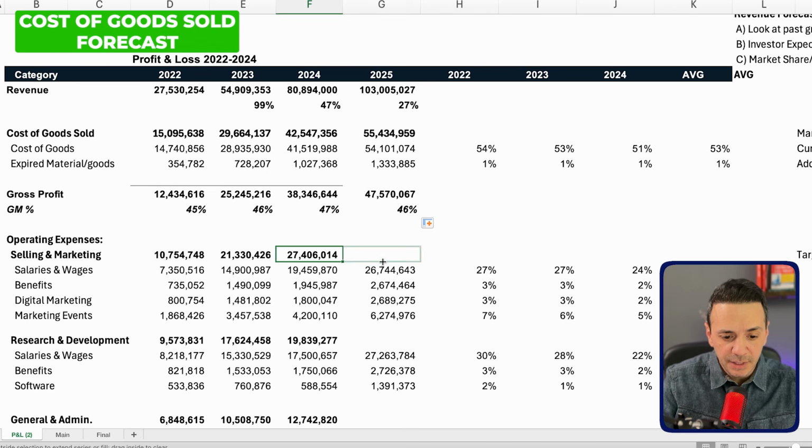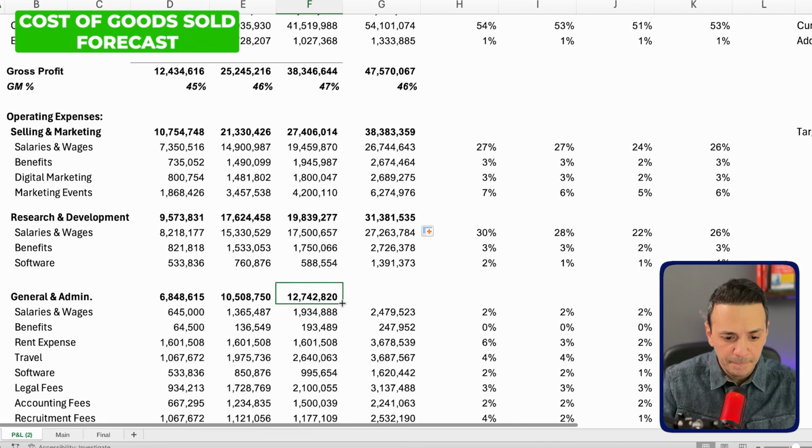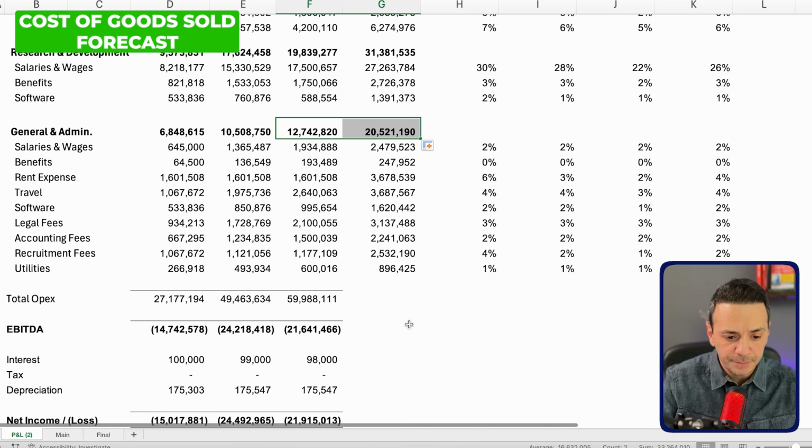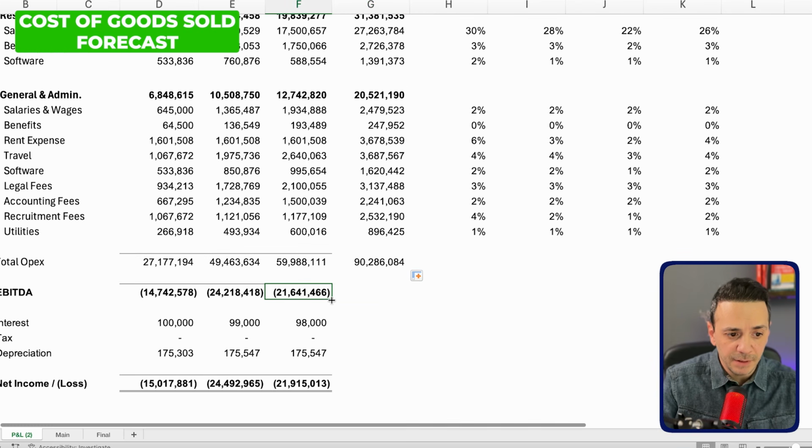Let's sum the other lines. And total operating expenses. And then EBITDA.